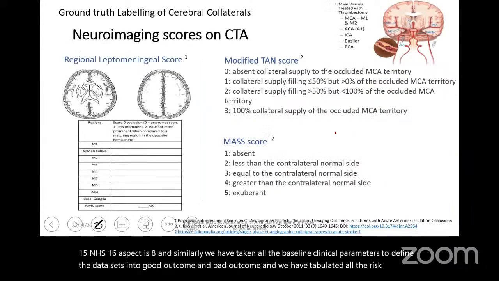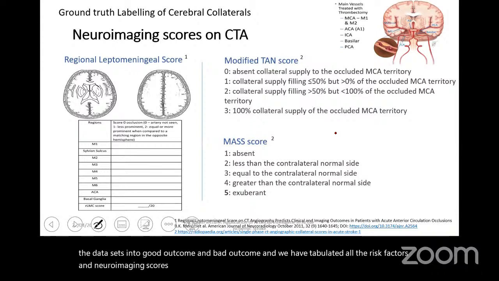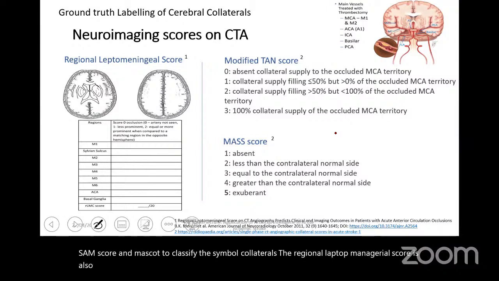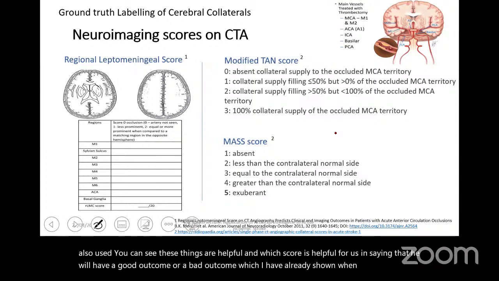And for neuroimaging scores on CTA, we have used the modified TAN score and the MAS score to classify the cerebral collaterals. The regional leptomeningeal score is also used. You can see these things are helpful, and which score is helpful for us in saying that he will have a good outcome or a bad outcome, which I have already shown when we presented at the American Academy.